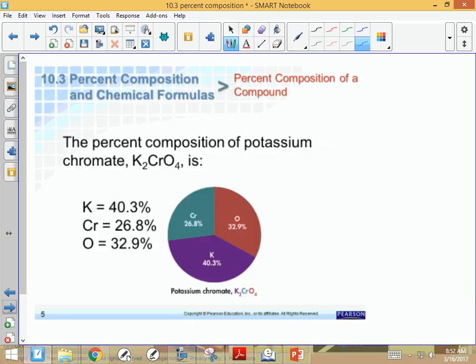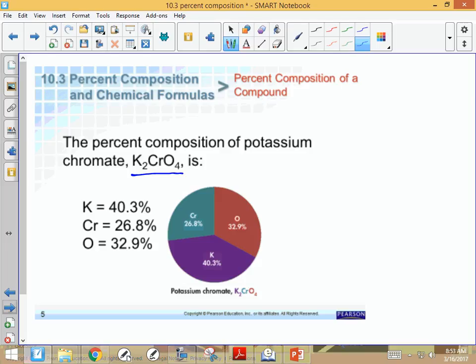So moving along, let's have a look at this compound right here. The compound is potassium chromate: 2 potassiums, 1 chromium, and 4 oxygens. Okay? Looking at this pie graph, you can see that it's mostly potassium. It's 40% potassium. It's only 27%, roughly, chromium, and the balance, almost 33%, oxygen.